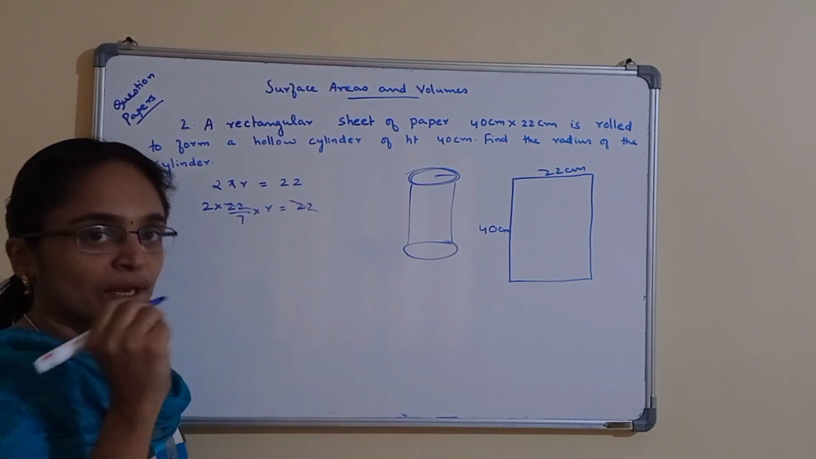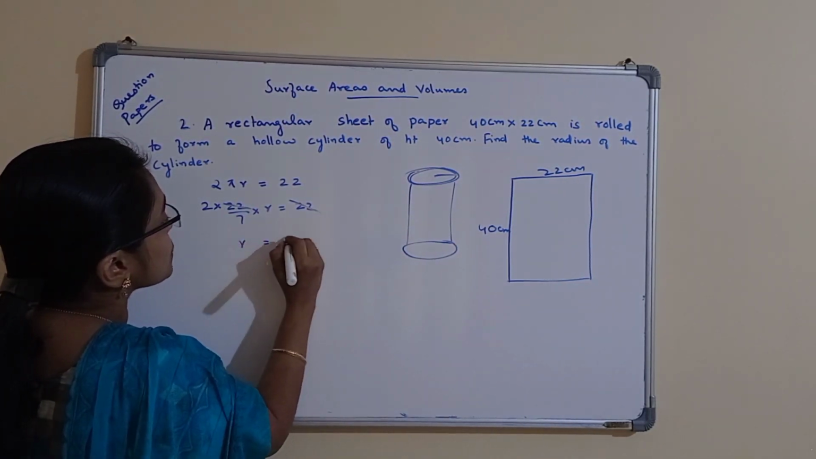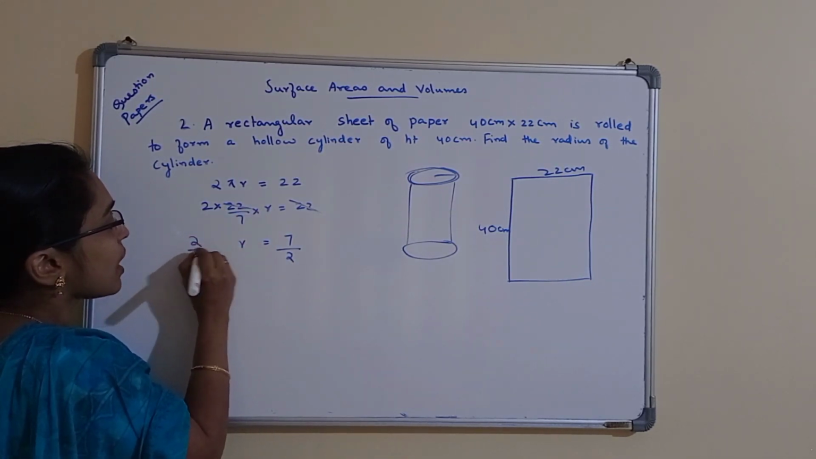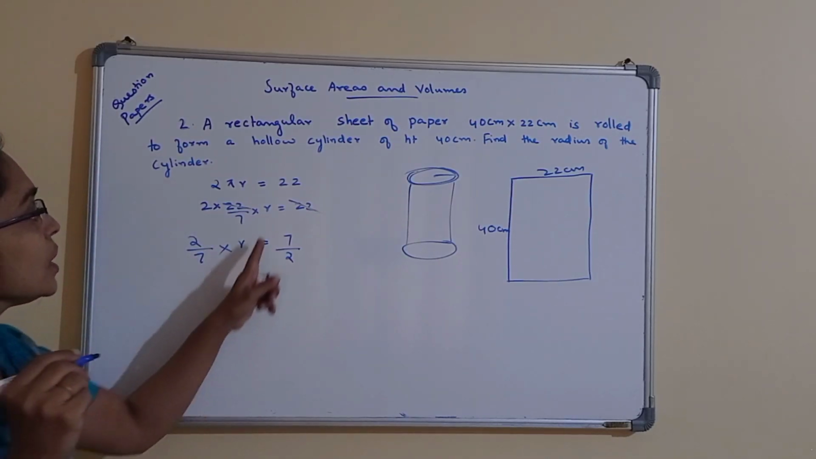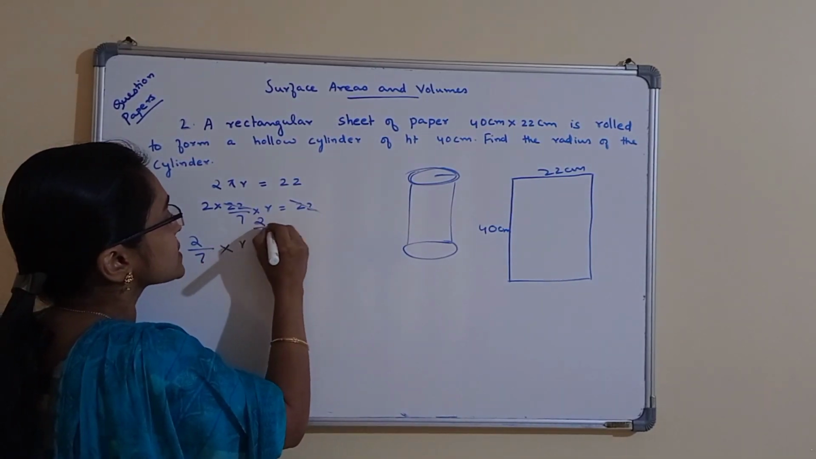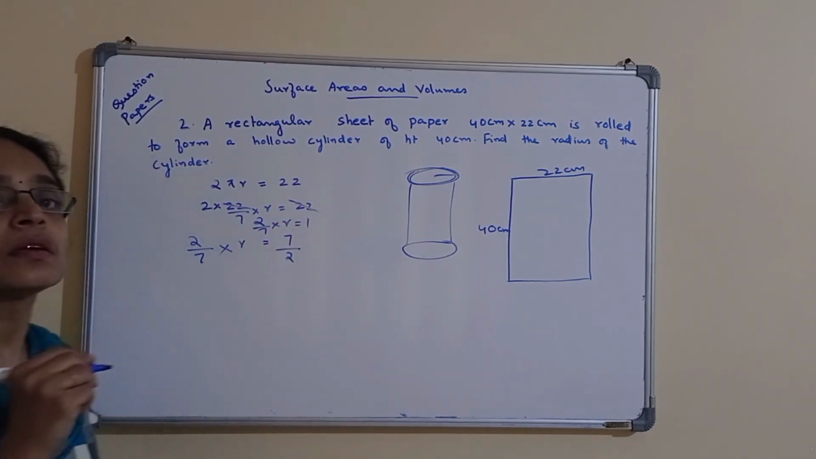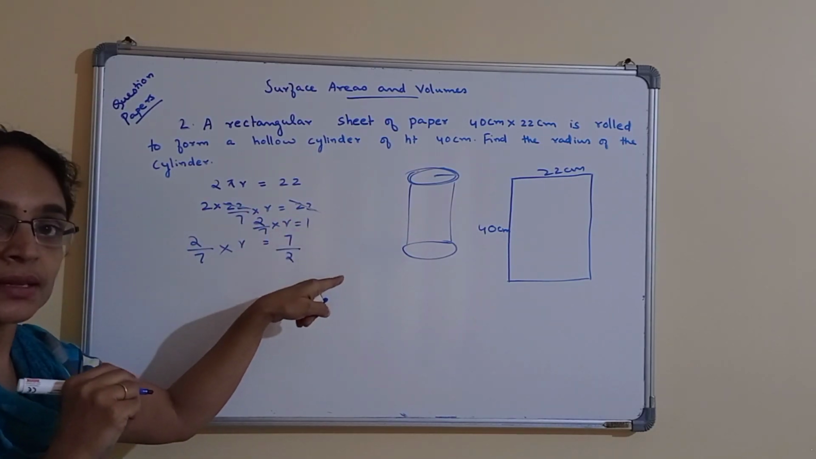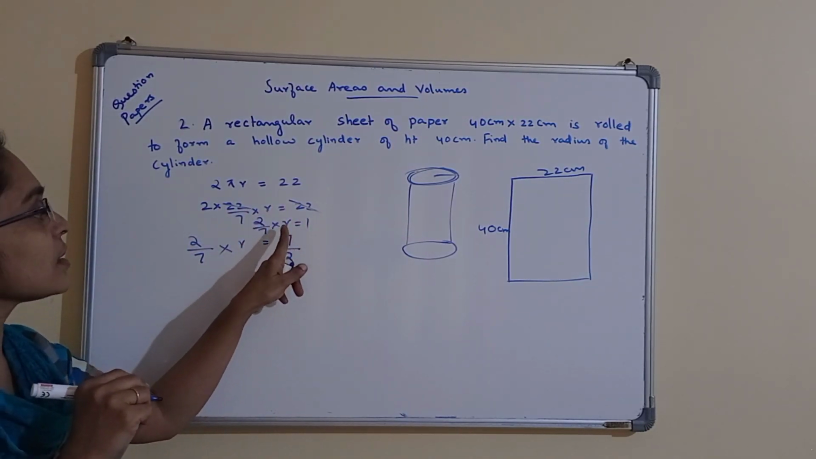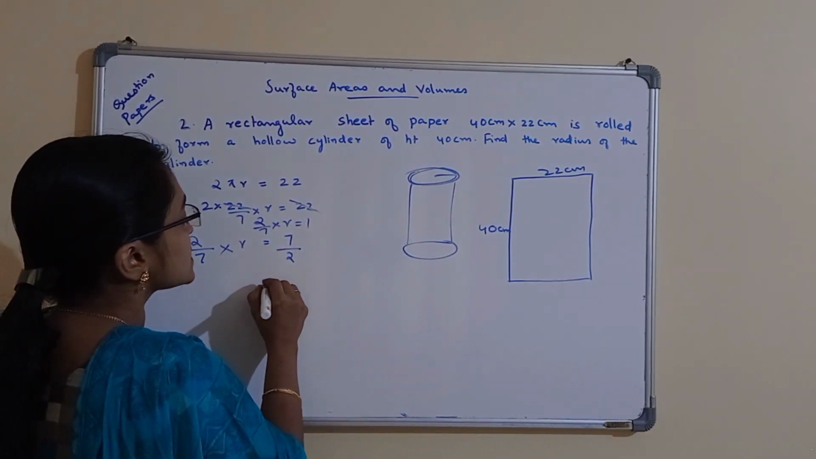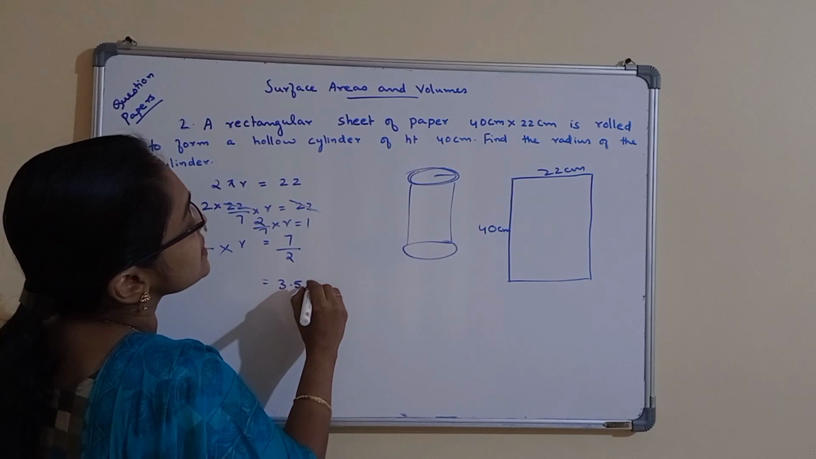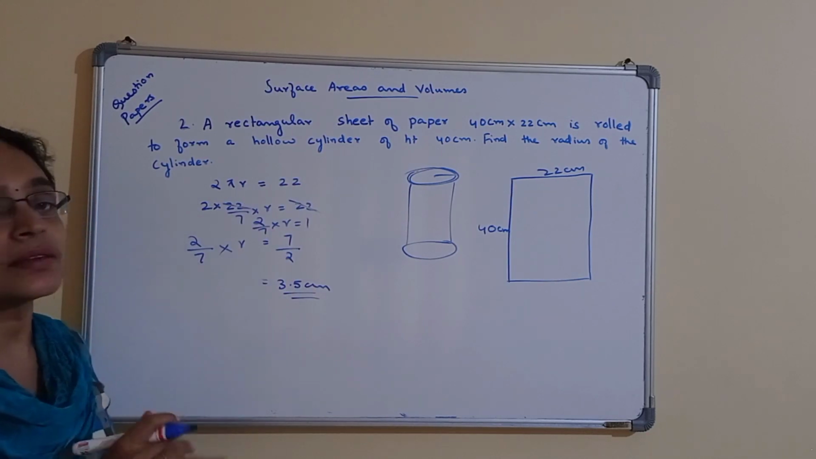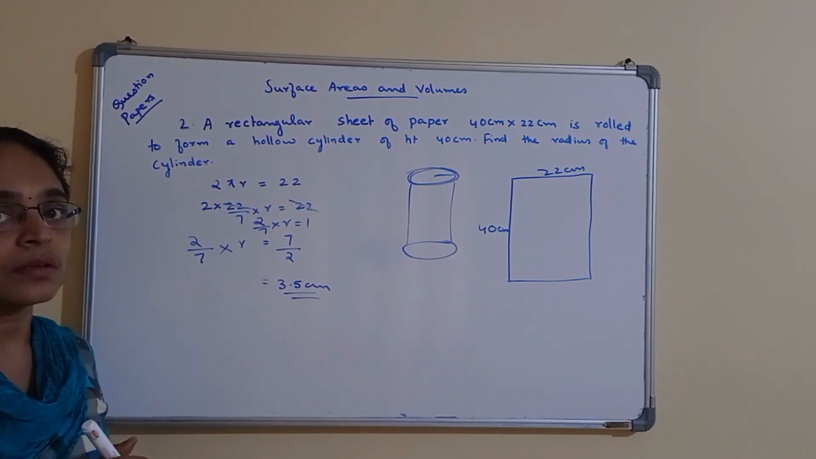We can cancel this 22, and r is equal to 7 by 2. We will get 2 by 7 into r is equal to 1. That is, 2 by 7 into r is equal to 1. So r is equal to the reciprocal. Taking this to the right hand side, we will have to take the reciprocal. That is r is equal to 7 by 2, which is equal to 3.5 centimeter. Unit is centimeter. So the radius of this cylinder is 3.5 centimeter.